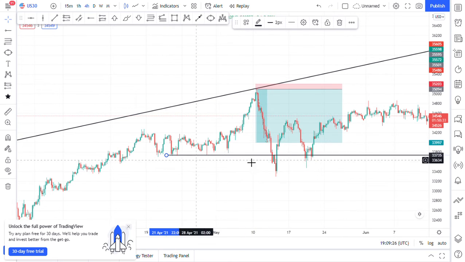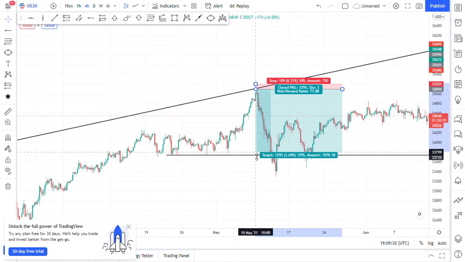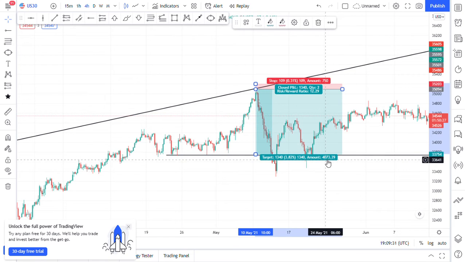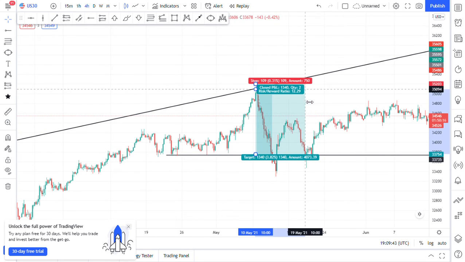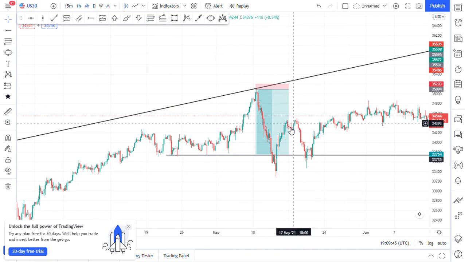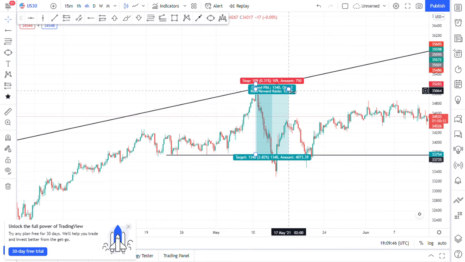This point has acted as a support. This is where my TP1 would be, which amounts to about 400 plus pips, if I'm not mistaken. This will be about 4,000 pips, as the US30 counts. So with this stop loss of about 400 pips. Sorry, I meant to say 1,000 plus pips actually.